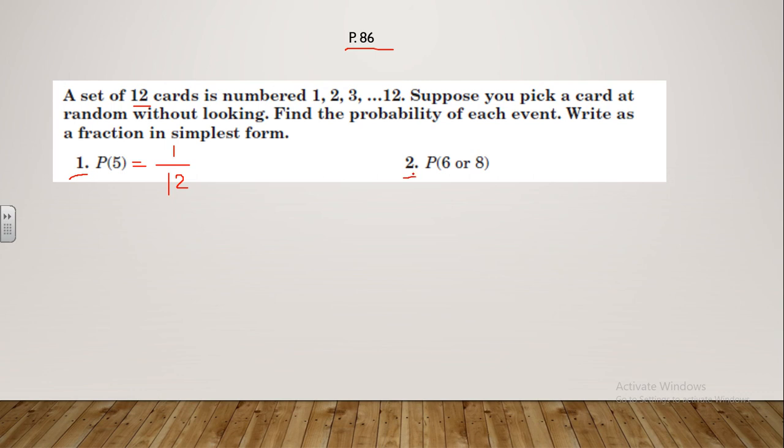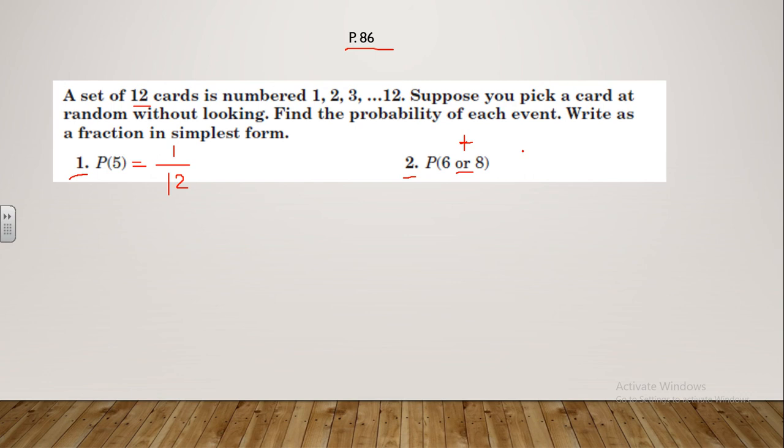He wants you to find the probability that you will get number 6 or number 8. When you see "or", that means you will add. When you see "or", that means you will add. So let me explain it for you.